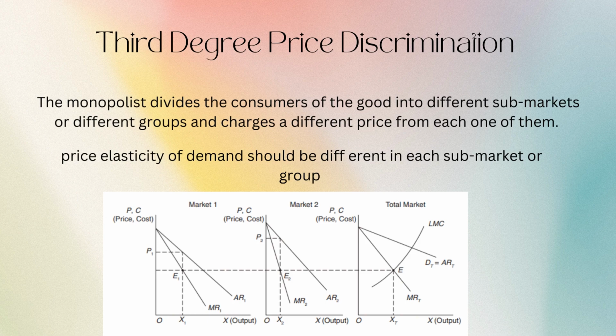Third degree price discrimination. The monopolist divides the consumers of the good into different submarkets or different groups and charges a different price from each one of them. The market may be divided into various groups by taking many features into consideration. For the possibility of third degree price discrimination, the price elasticity of demand should be different in each submarket or group.